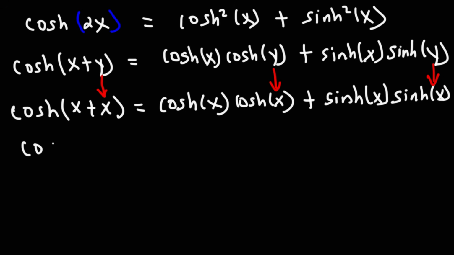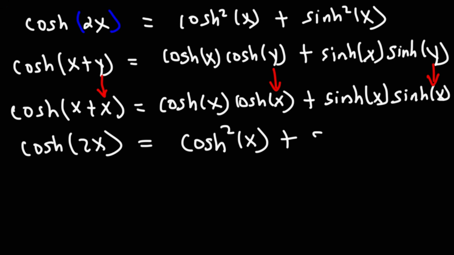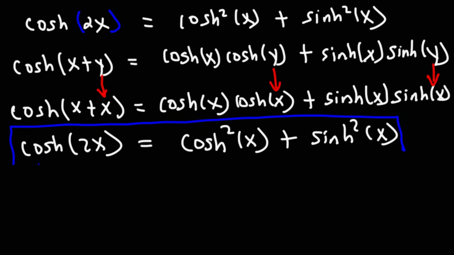Now x plus x, we can make that 2x. Cosine times cosine is cosine squared, and sine times sine is sine squared. So that's how we can verify the double angle formula for hyperbolic cosine.